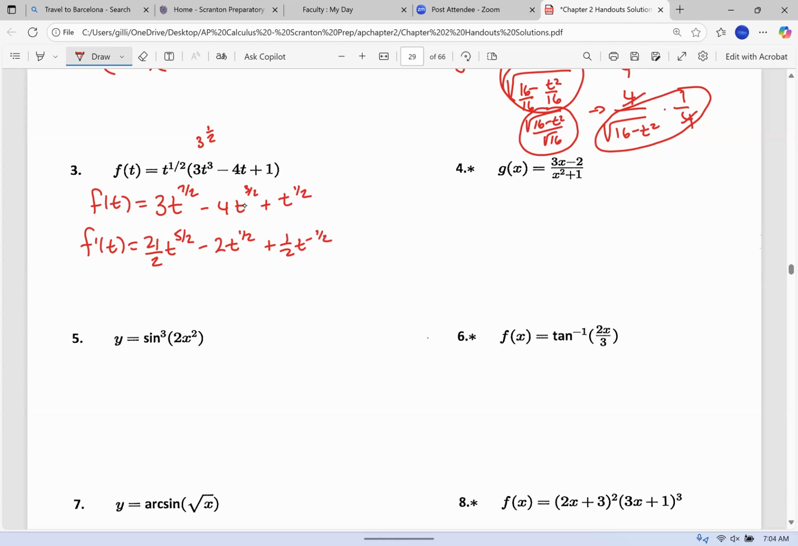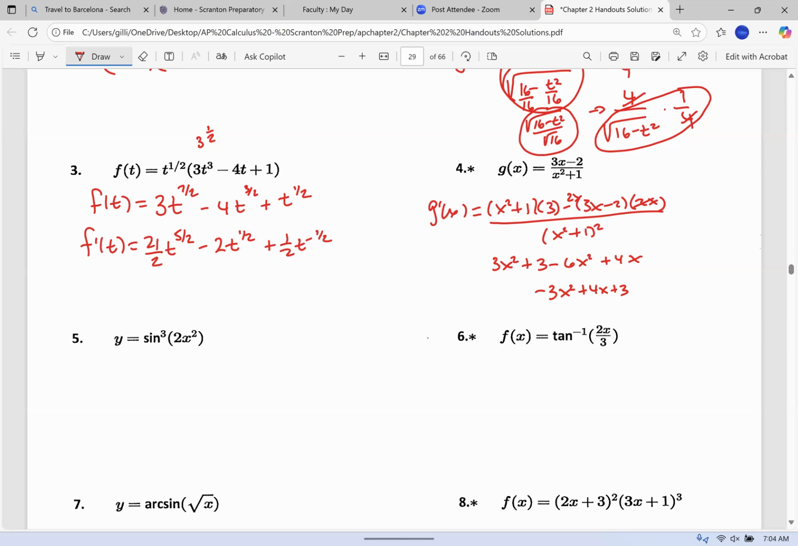And number 4, do I have a quotient? And the answer is yes, but I would not do algebra first. There's really no algebra there to do. I'm just going to do a quotient rule. It's a pretty classic quotient rule. So it's the bottom times the derivative of the top minus the top times the derivative of the bottom, all over my bottom squared. And I distribute on top to get me 3x squared plus 3. You can throw this in front if you want, minus 6x squared plus 4x. And then I'll combine like terms to give me negative 3x squared plus 4x plus 3 all over my bottom squared.